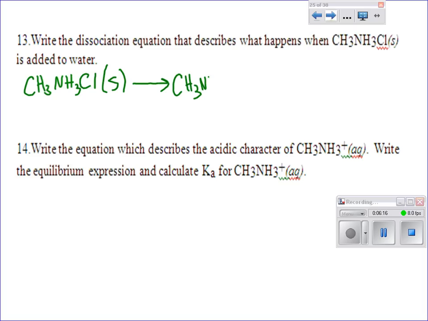CH3NH3+ plus Cl-. Now that's all for that part. The next part says write the equation which describes the acidic character.